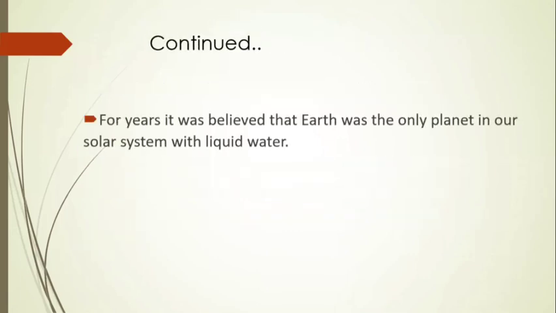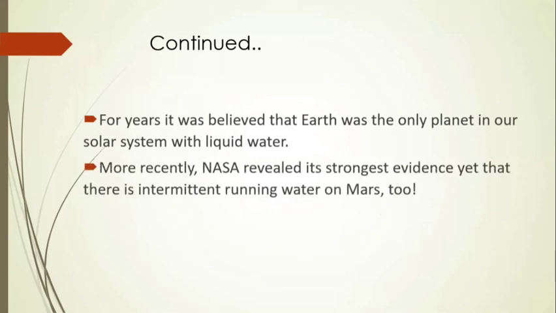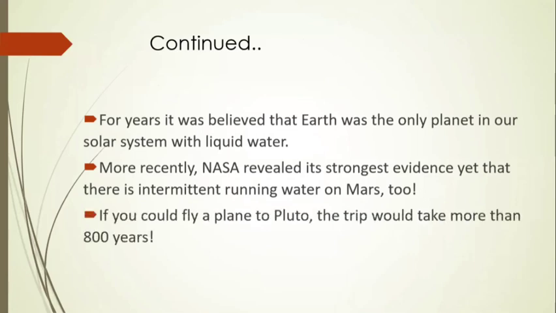For years, it was believed that Earth was the only planet in our solar system with liquid water. More recently, NASA revealed its strongest evidence yet that there is intermittent running water on Mars too. If you could fly a plane to Pluto, the trip would take more than 800 years. The sunset on Mars appears blue.